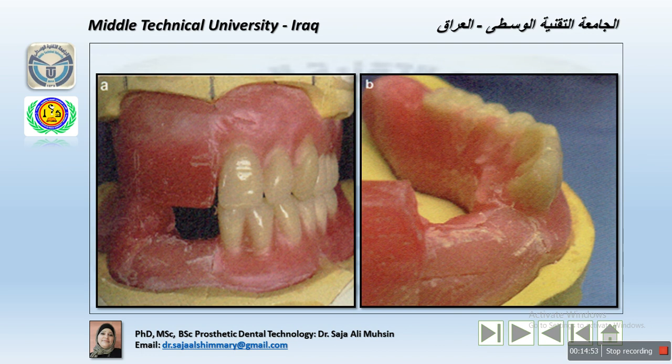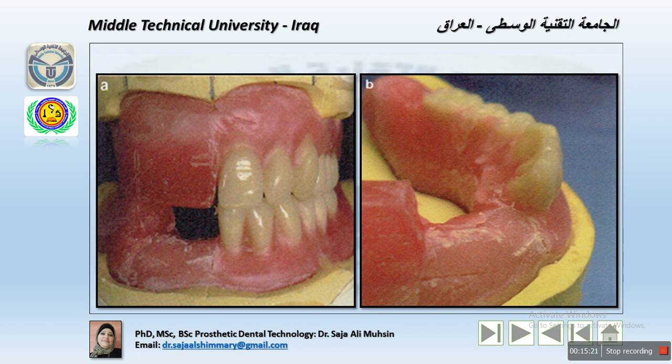While the overjet is, this is the overbite. The overjet is the distance between the palatal surface of the upper anterior teeth and the labial surface of the lower anterior teeth. In case of class 1, of course. In terms of class 3 maxillomandibular relationship, this will be different. This will be negative overjet.